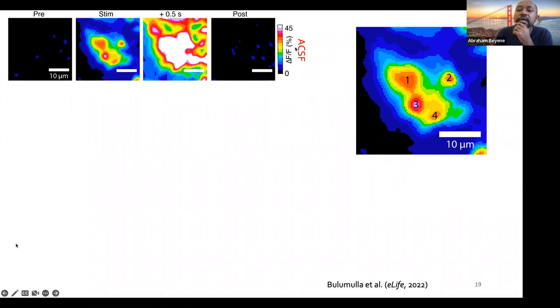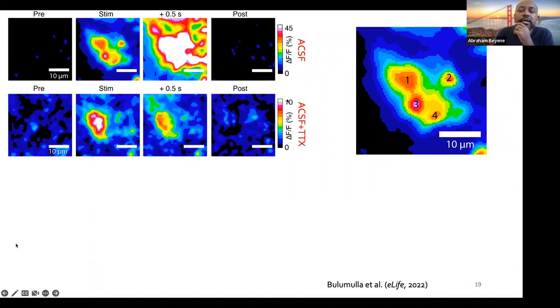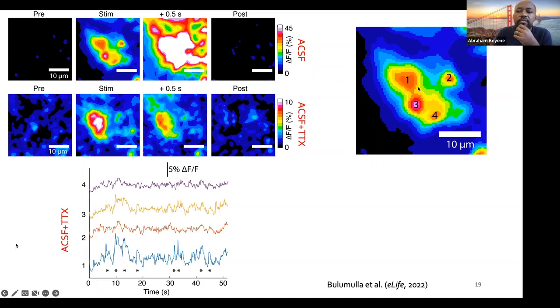So we're imaging here in our normal imaging buffer, and then we can blockade those action potentials with TTX and then re-image that same region with TTX. And what we find in this case is only one of these 4 survives. And if you're wondering which one of these 4 survives in TTX, it turns out to be number 1. Number 1 is the one that survives in post-TTX imaging. And how do I know it is number 1?